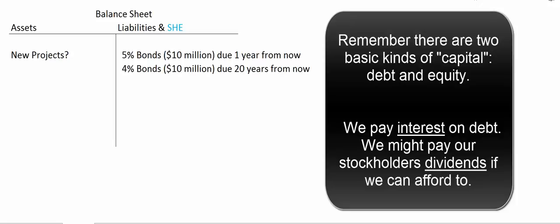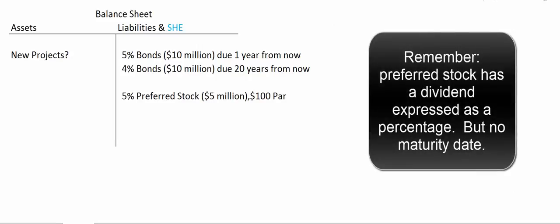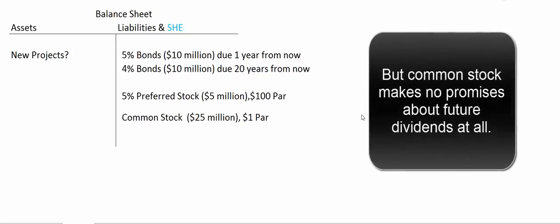So let's pretend this company has $20 million of bonds outstanding. Some are due within a year, some are due 20 years from now. The company also has outstanding 5% preferred stock, $5 million worth of it, with a $100 par. In other words, we're saying to the world, we're going to do our best if you buy one share to pay you $5 every year. And lastly, the company has common stock, $25 million. That's both the par value and additional paid-in capital with a dollar par value.